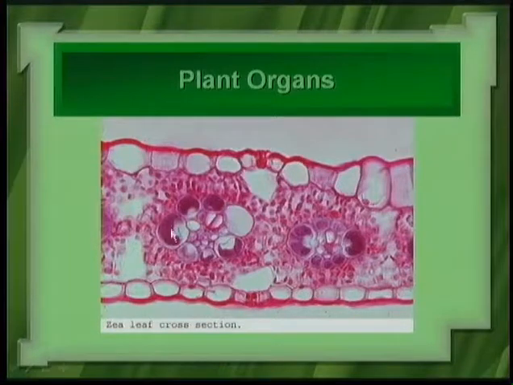And here you have the vascular bundle, with the xylem cells here. Xylem vessels, and here you have the phloem. And this is the bundle sheath. This is the vascular bundle.